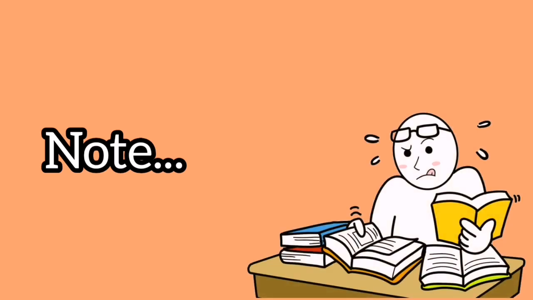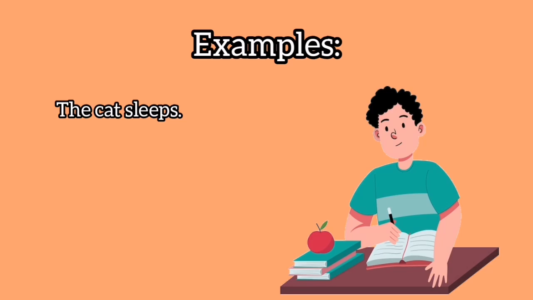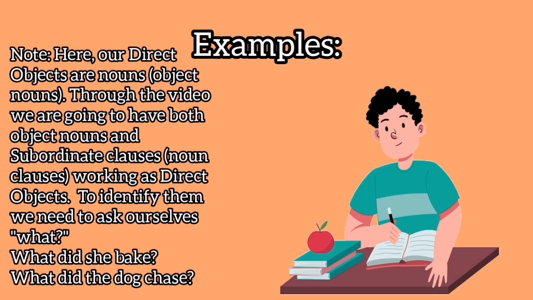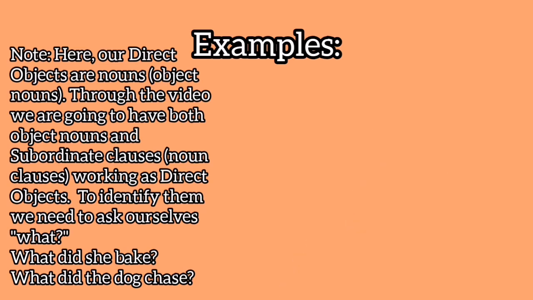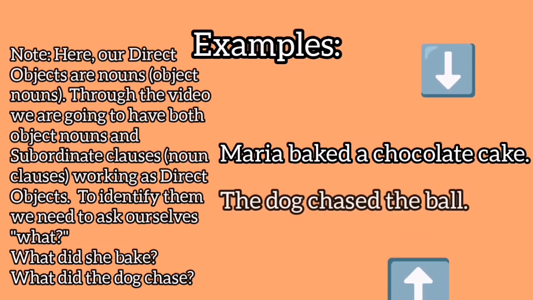Every sentence that we will learn about will have both examples with direct object and examples without direct object. The cat sleeps. She sings beautifully. Now let's see the version with direct object. Maria baked a chocolate cake. The dog chased the ball.